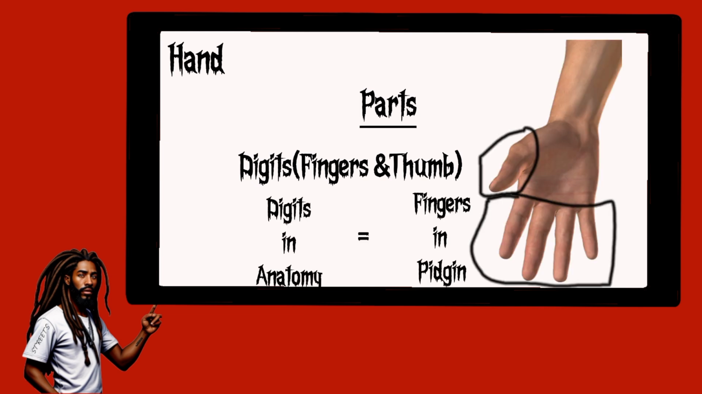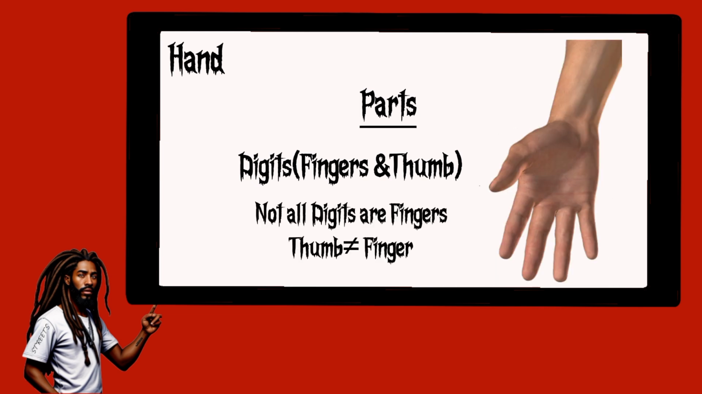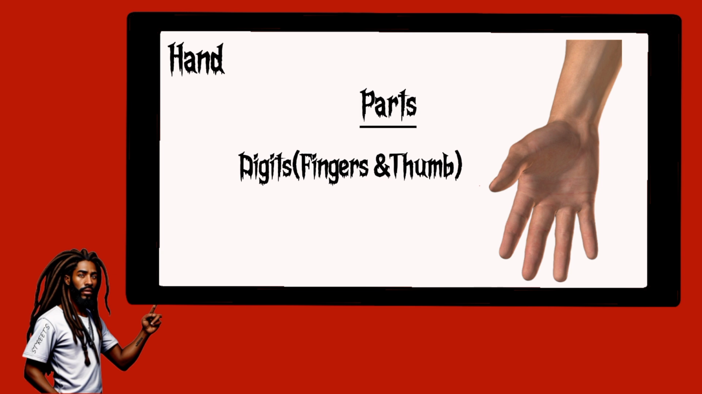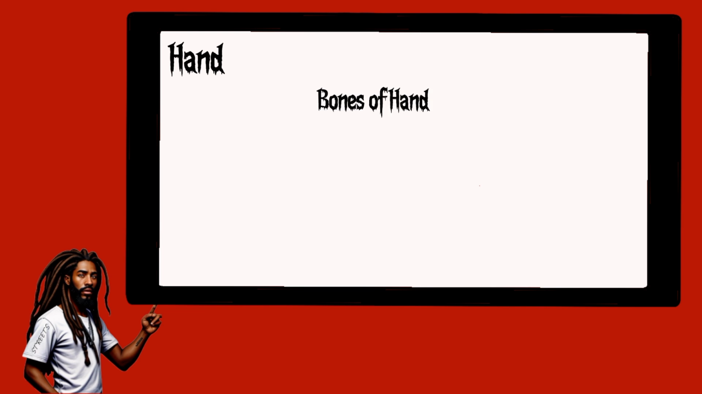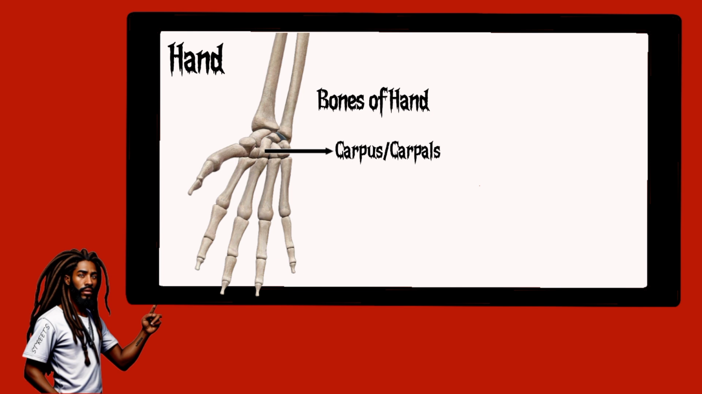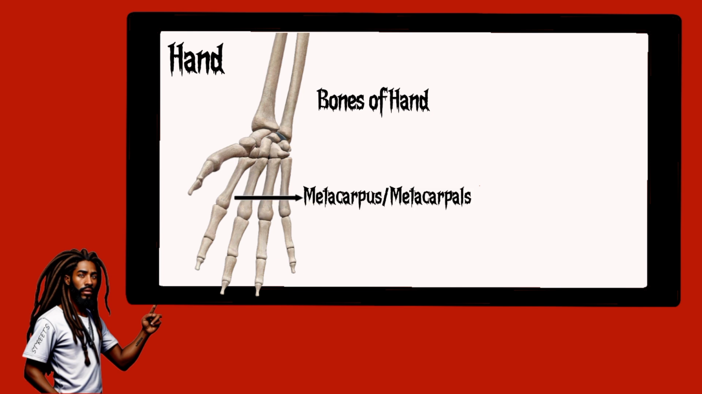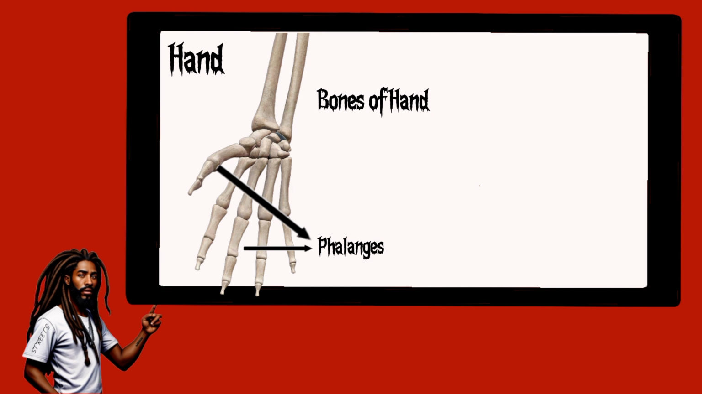But the thing is that not all digits are fingers. That is another interesting fact to note. The thumb is not a finger. The thumb is the thumb, but it is a digit. You get it? The bones include the carpus, which are in the wrist region, the metacarpus, which are in the hand proper, and then the phalanges, which are in the fingers and thumb.